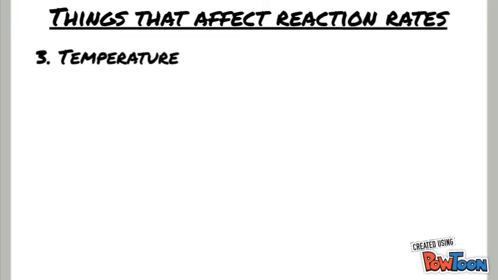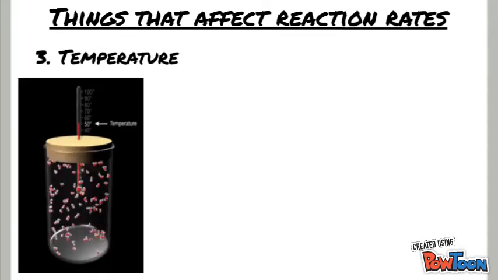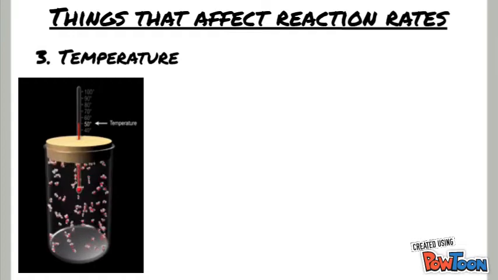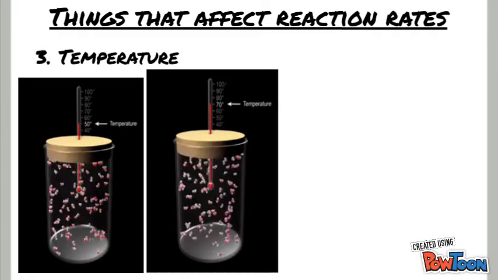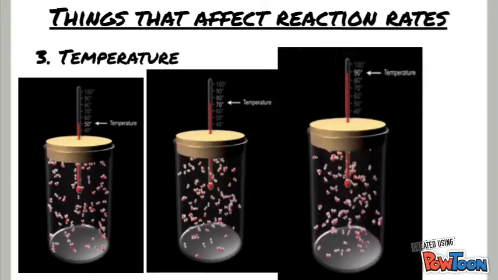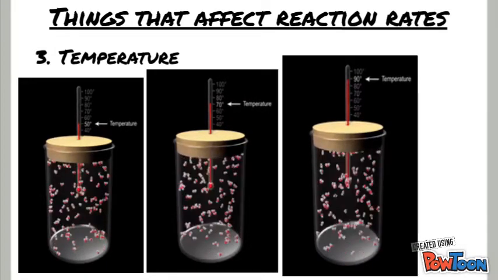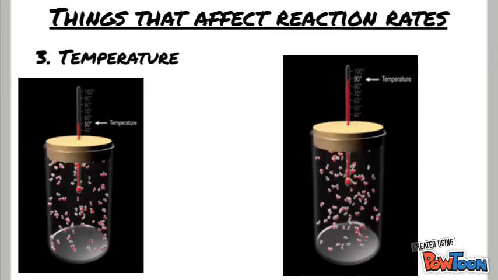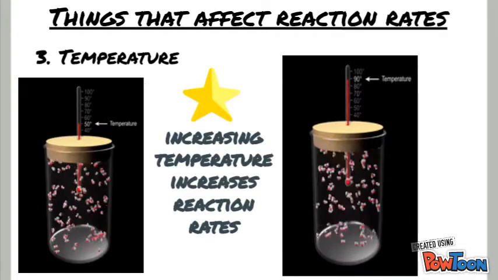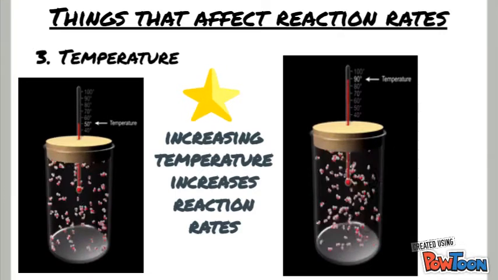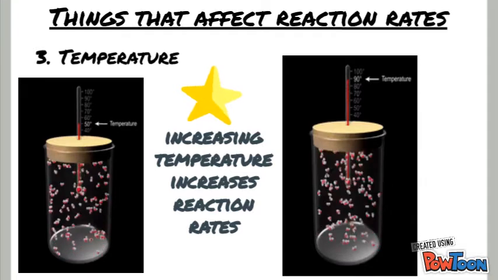The third thing that affects reaction rates is temperature. So here we have a little video where the molecules are moving and it's 50 degrees. If we look at a video where it's 70 degrees, you can see that they're moving a little bit faster. They have more energy. And now at 90 degrees, they're moving a lot faster. So again, increasing the temperature increases the energy with which these collisions are going to happen. And it also increases the frequency of these collisions. So increasing the temperature is going to increase the reaction rate.